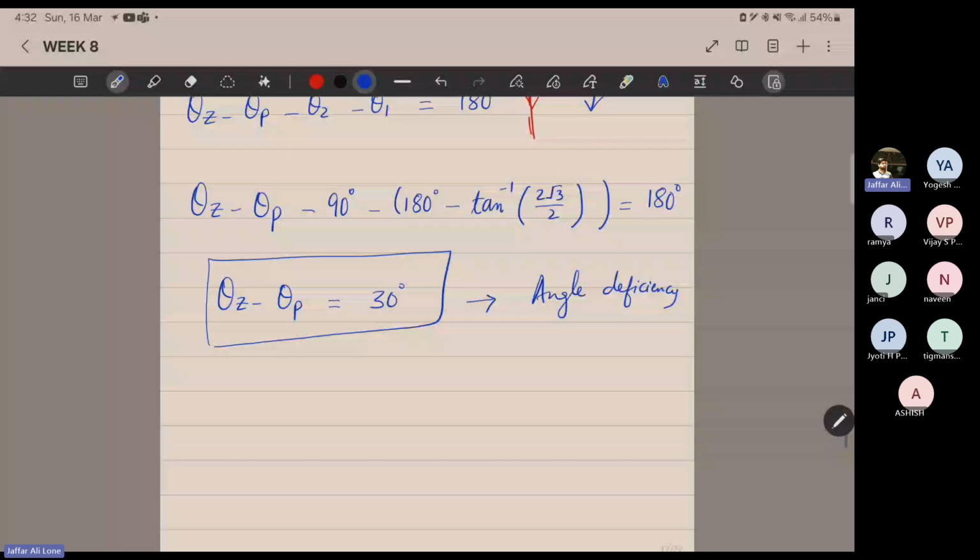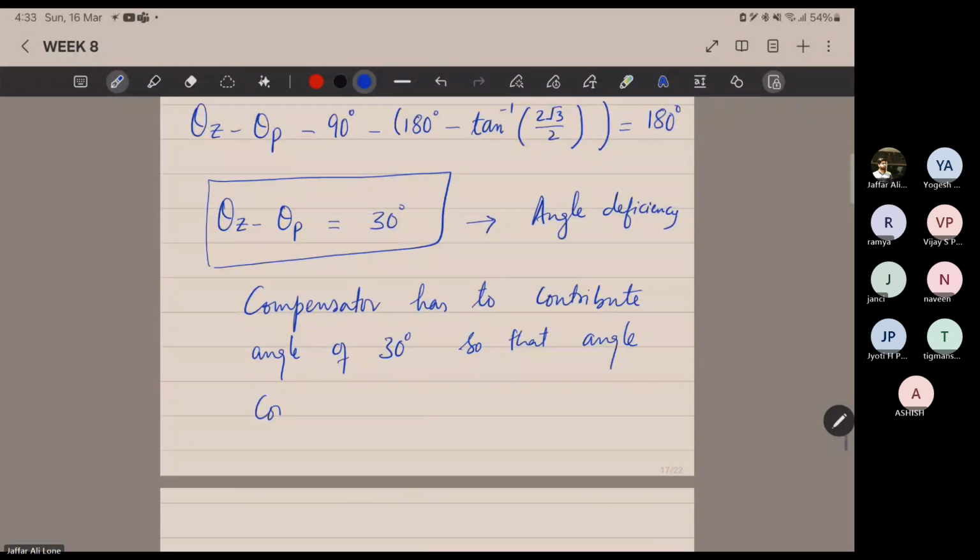Right? So this theta z minus theta p is equal to 30 is the angle deficiency. So the compensator has to contribute an angle of 30 degrees, so that the angle condition is satisfied. When the angle condition is satisfied, it means my pole is lying on the root locus.